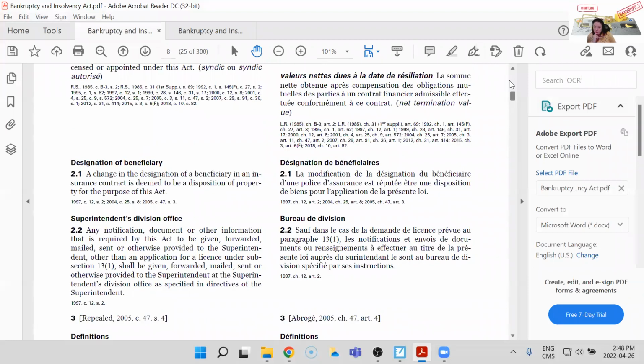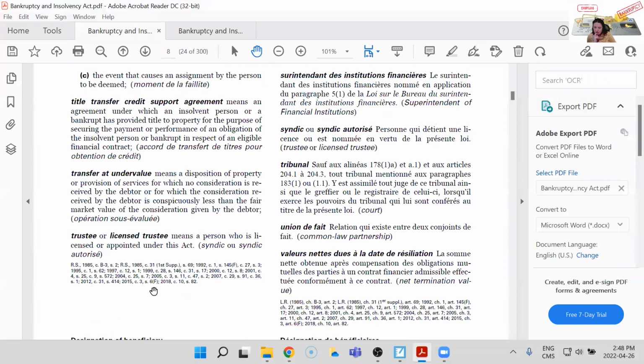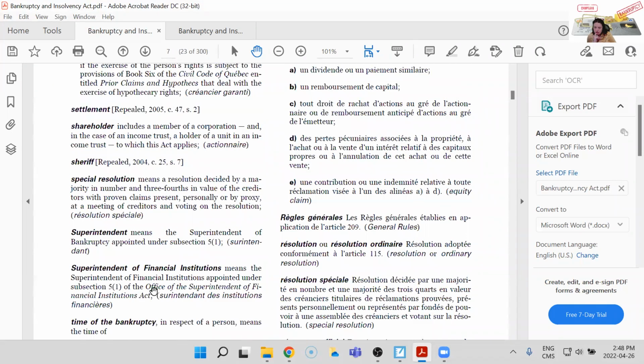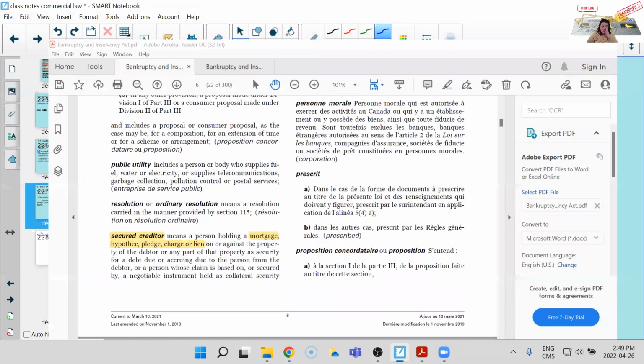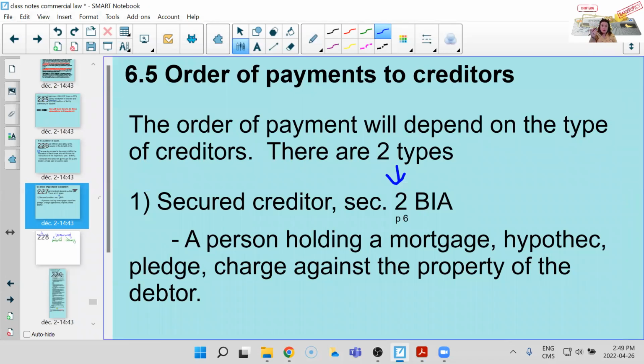So secured creditors. Secured creditors means a person holding a mortgage, a hypothec, a pledge, a charge, or a lien. The lien on this, for us, we will consider that a mortgage, like I've explained to you. So when I give you a practice problem and you see there's a mortgage, we know that the mortgage is paid first.